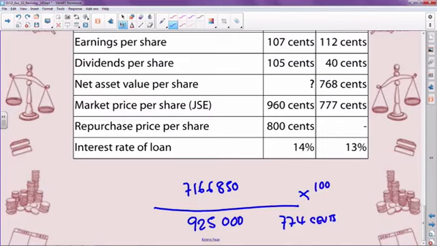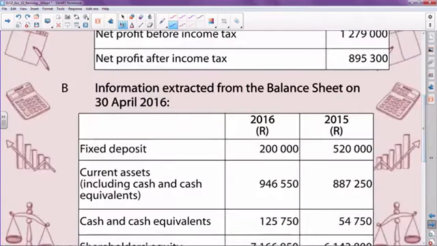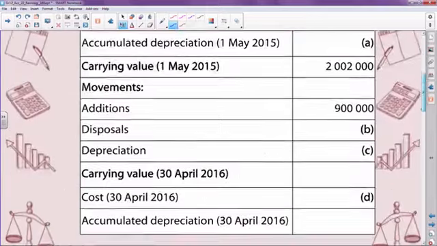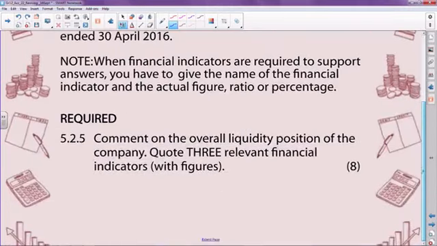Okay, so we've done the pure application questions. The next question that we have to answer is, based on information that we are given, comment on the overall liquidity position of the company, quote three relevant financial indicators with figures.